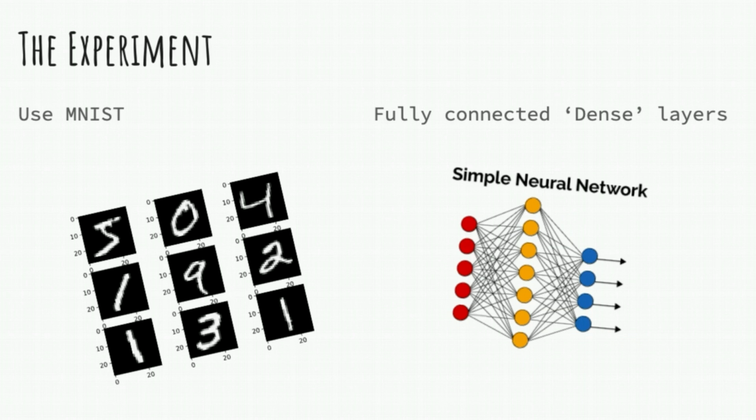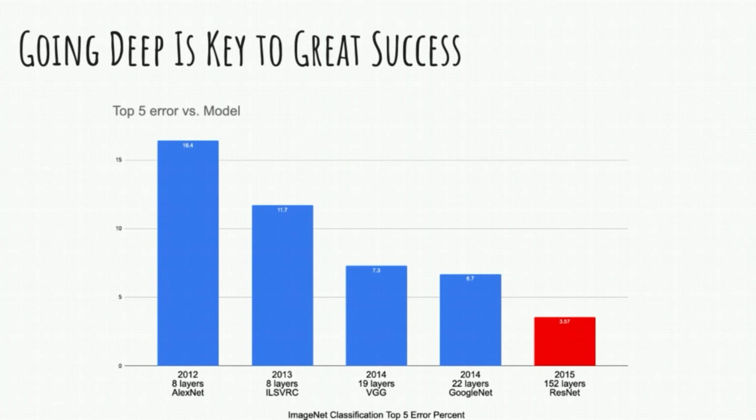And we're just going to use fully connected layers, just simple neural nets, like you see there on the right, without the colors, though. I want to do this because going deep is a secret to great success. That's where AlexNet started off in 2012. That totally changed image recognition with neural nets. It started with 8 layers, then VGG went to 19 layers, then 22 layers, then ResNet just went to town with 152 layers.